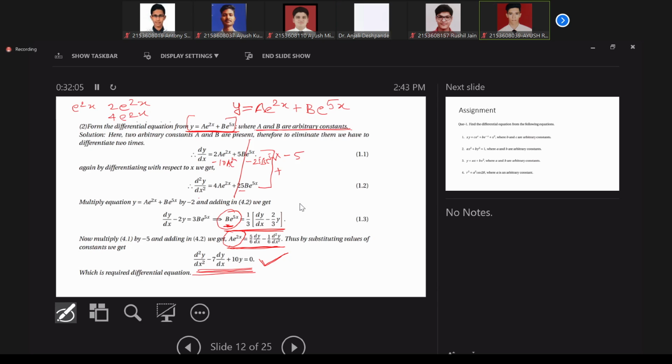Okay, let others also do it. Just check. There could be an error over there. Yes, ma'am, it is 1 by 3 dy by dx minus 2 by 3y, not 2 by 9. Just confirm. Yes, ma'am. Okay, I'm also getting that, same thing. And what about a e raised to 2x? That part is correct, ma'am. Okay. So in the final answer, then what will be the change?